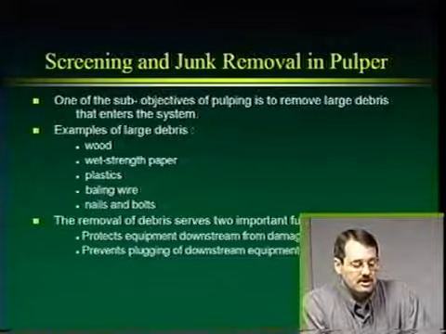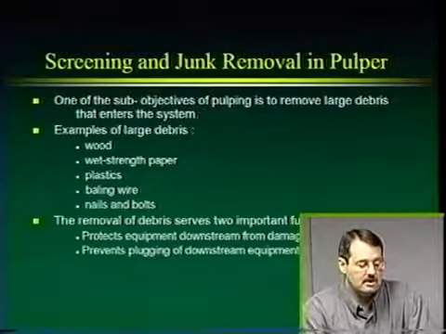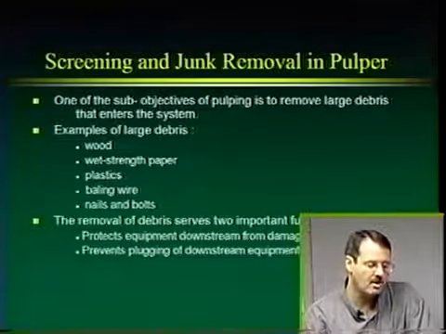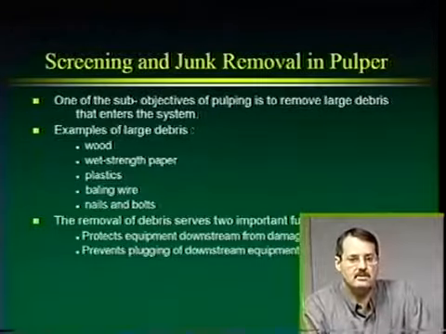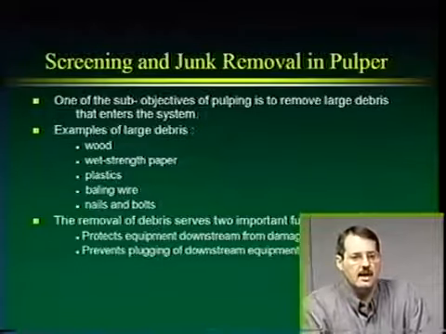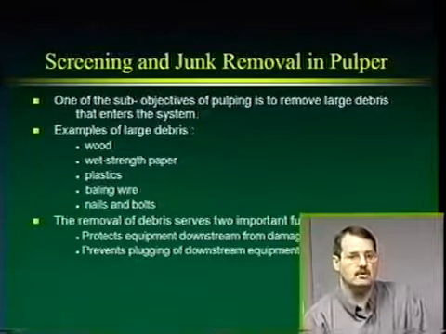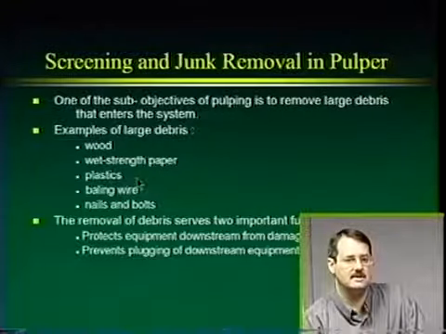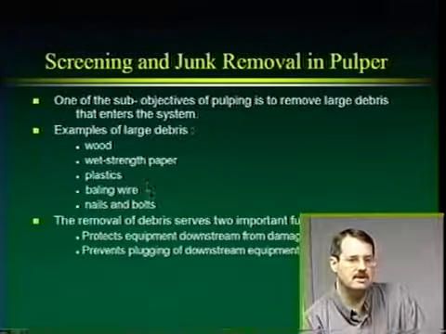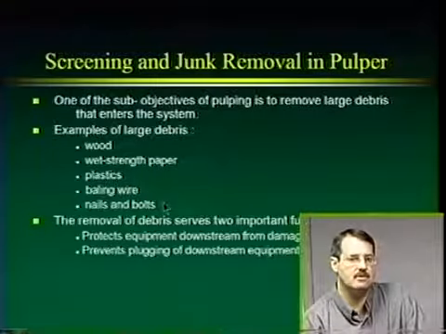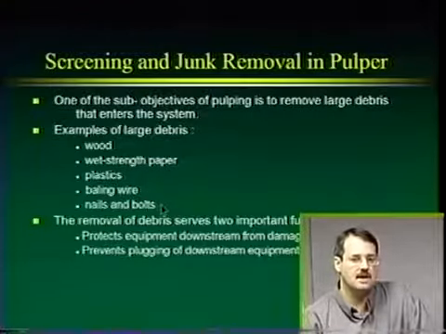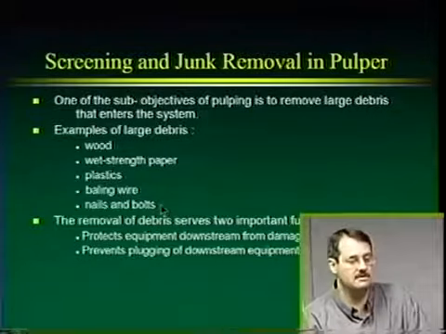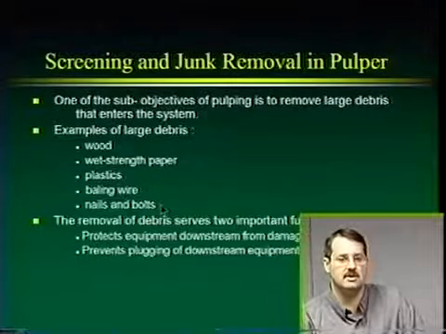Now I'm going to talk to you about screening and junk removal in a pulper. One of the sub-objectives that I mentioned was to remove large debris, okay? This can be wood, it can be wet strength paper that's unpulpable, it can be plastics, films, and large pieces, it can be baling wire, nails and bolts, all these kinds of things. Container packing materials such as styrofoam, all these things can be in there.